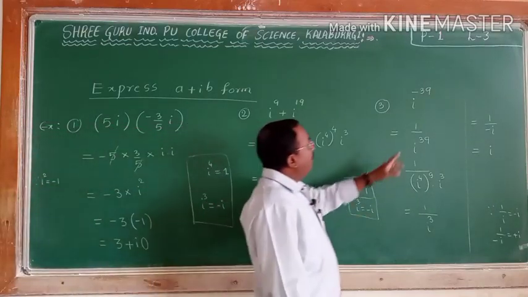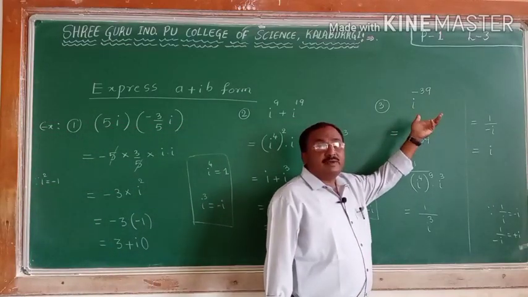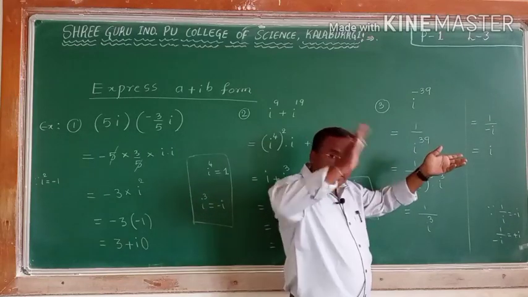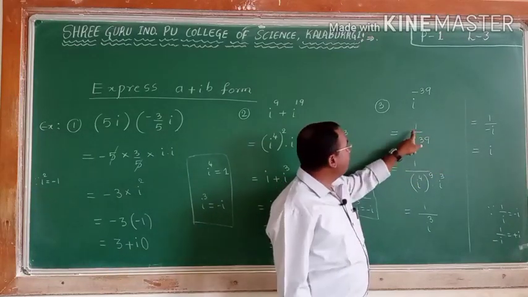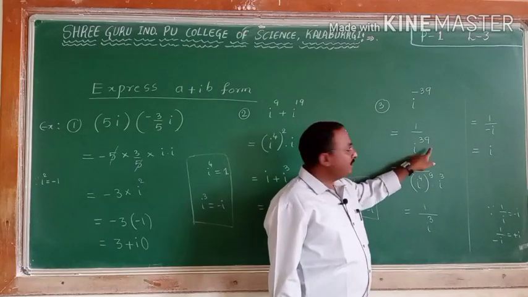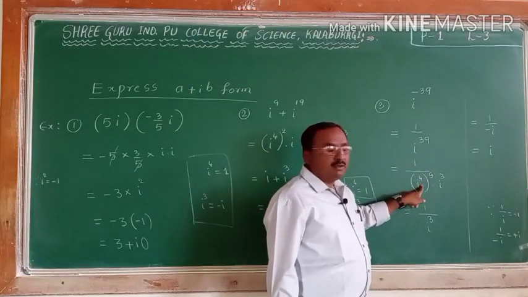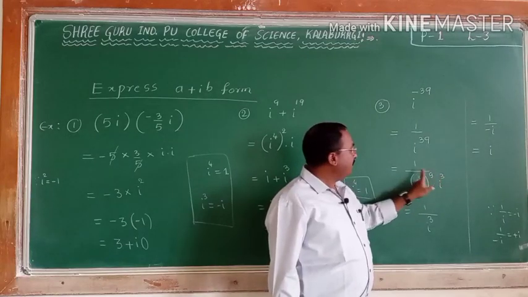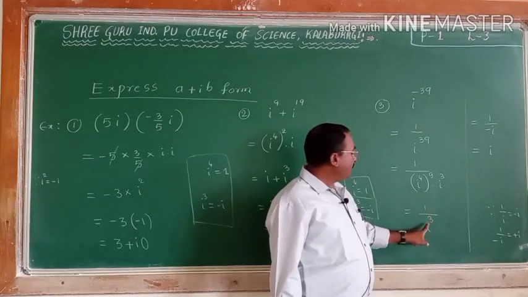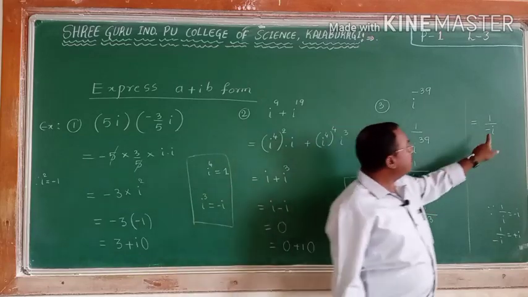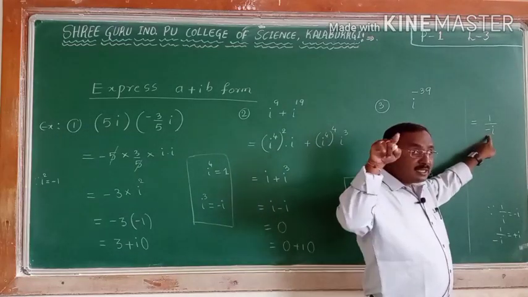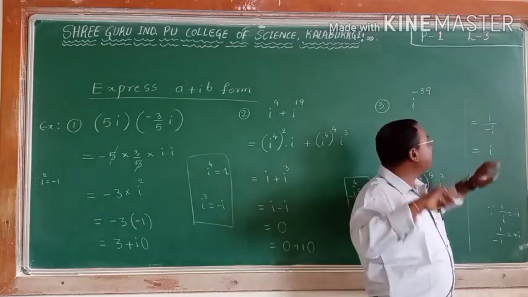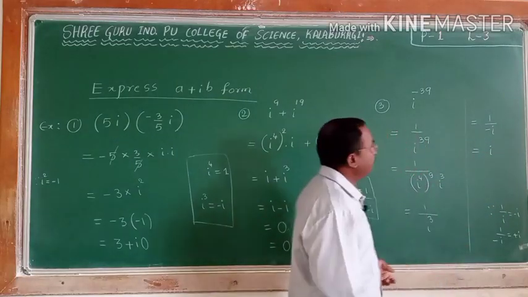Next, i power minus 39. Negative integer has no value, so make it positive: 1 by i power 39. Yes, i power 4, 4 into 9 is 36, plus 3 is 39. This value is 1, i cubed is present, and i cubed value is minus i. So 1 by minus i is what? Plus i, that is the result.